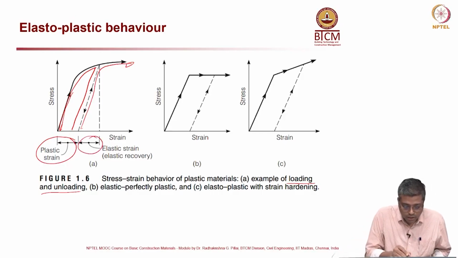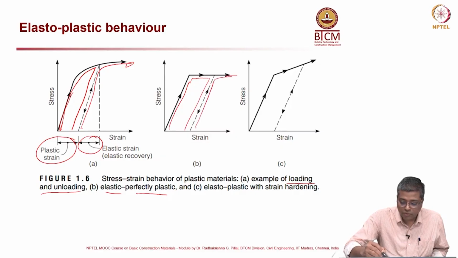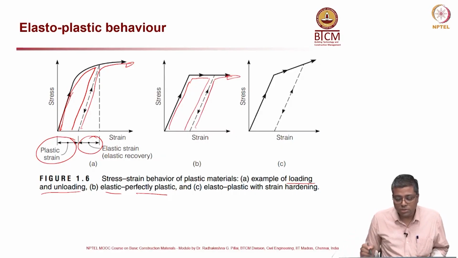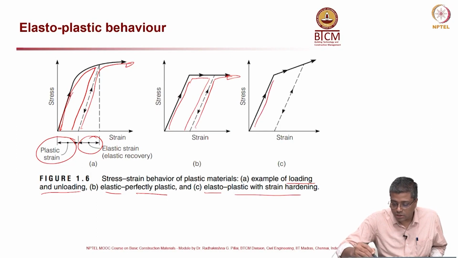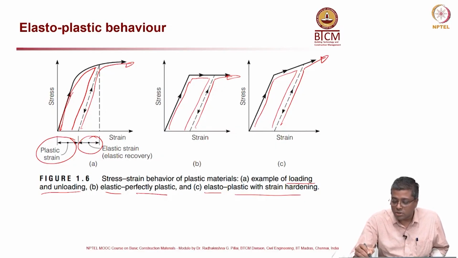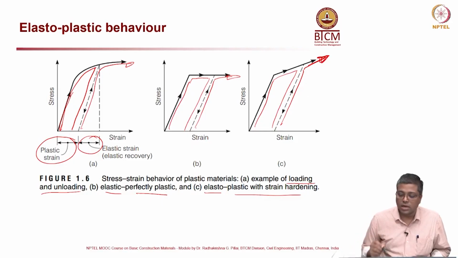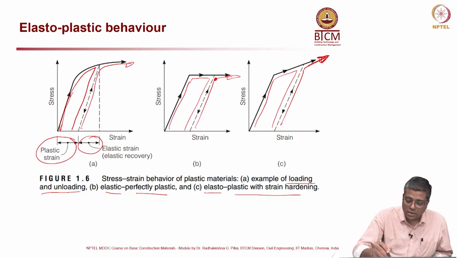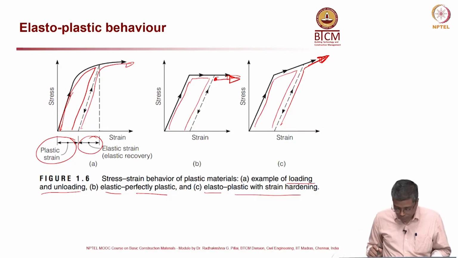Now, the second one, elastic and then perfectly plastic. This is the elastic region, and then it goes flat. That means perfectly plastic. And then the third, elastic and then plastic with strain hardening. Here it is an elastic region, it comes back, and then plastic with strain hardening. Strain hardening means the stress is also increasing after that point. In the second case, the stress is not increasing, only strain is increasing. That is a perfectly plastic scenario.